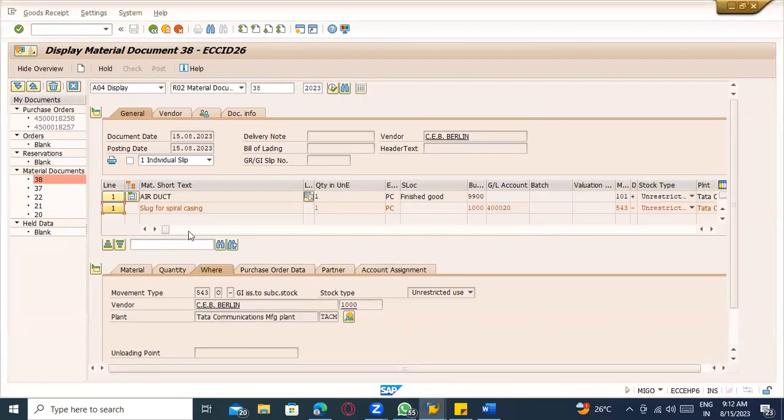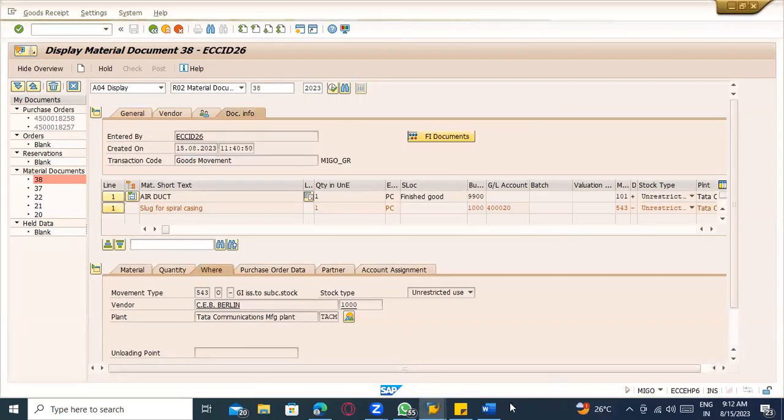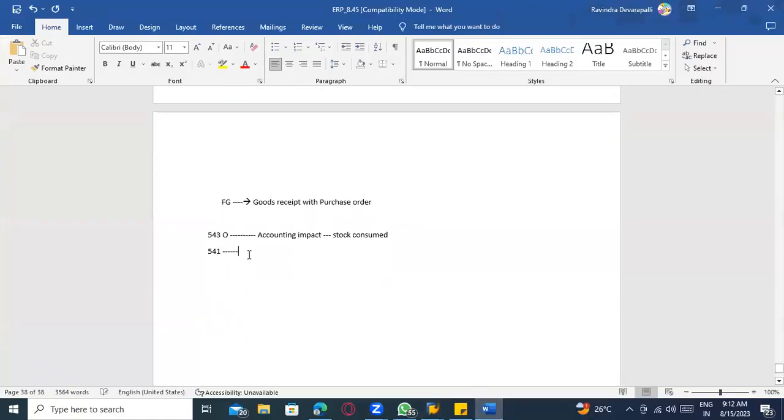Now let's see in the document flow, and the FI entries. Generally, how are financial accounting entries impacted? If it is one material, one debit and one credit will come, right? Now we have two materials: one is the raw material, the consumption material, and one is the FG material, the actual material we are receiving. This is also one debit and one credit.